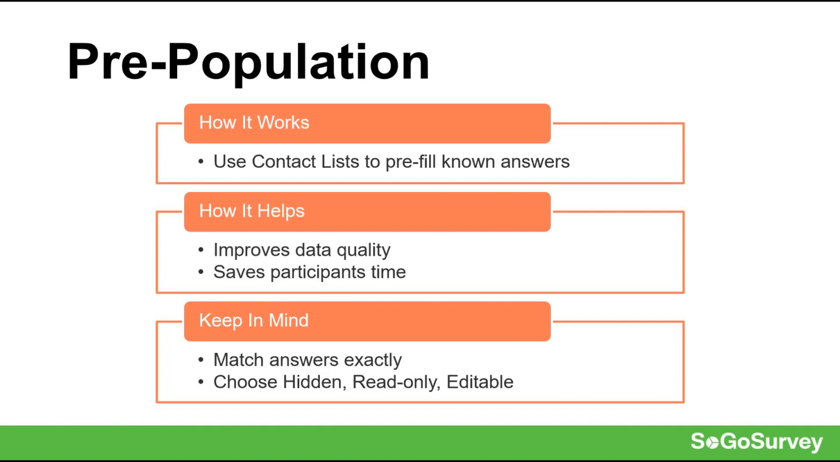Also note that you do have different forms of pre-population available. So you have hidden, where you can have the question completely not shown to your participants, read-only, where it'll show to them, but they can't edit it, and editable, which, as by name states, they can see the question and they can also edit that pre-filled information.